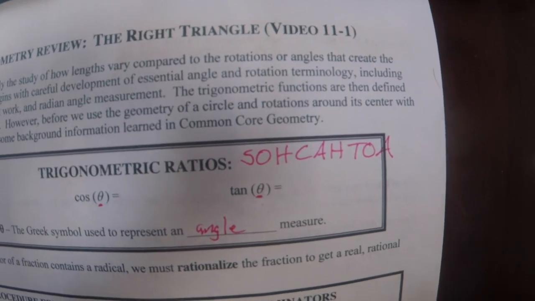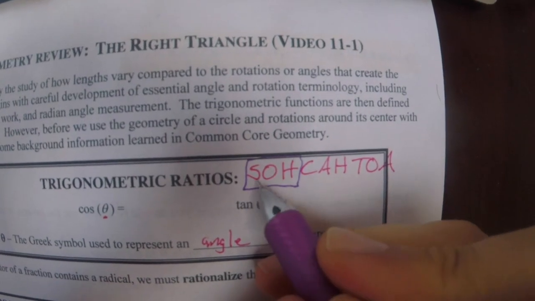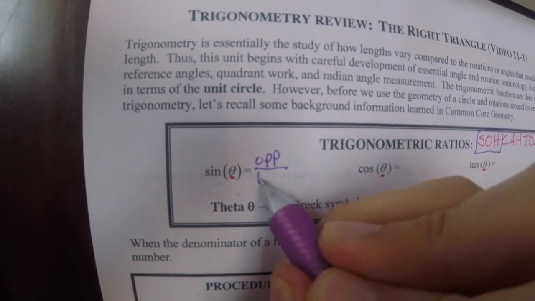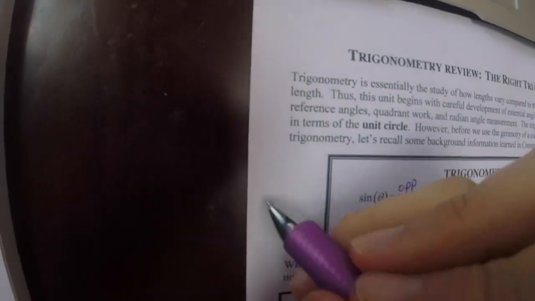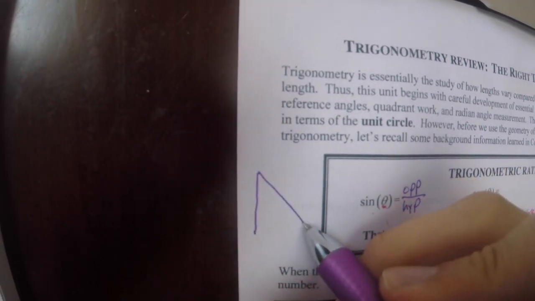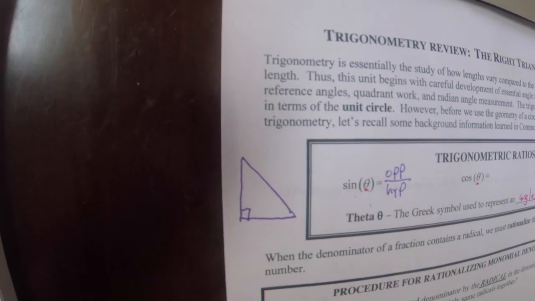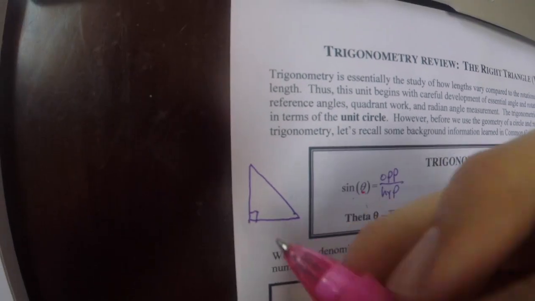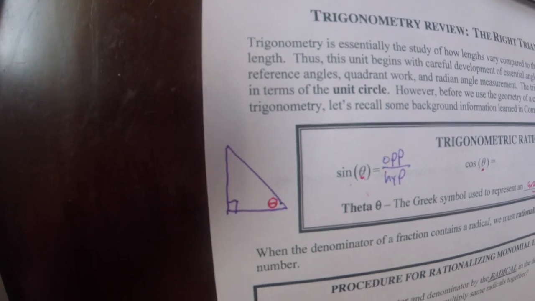All right. What SOHCAHTOA means is that the sine of an angle equals opposite over hypotenuse. The sine of an angle equals opposite over hypotenuse. Now, what the heck does that mean? I'm going to draw a little triangle over here. Like I said, trigonometry deals with right triangles, okay? And the right triangle has three sides, okay? And we're always going to refer to those sides based on whatever angle theta is, okay?